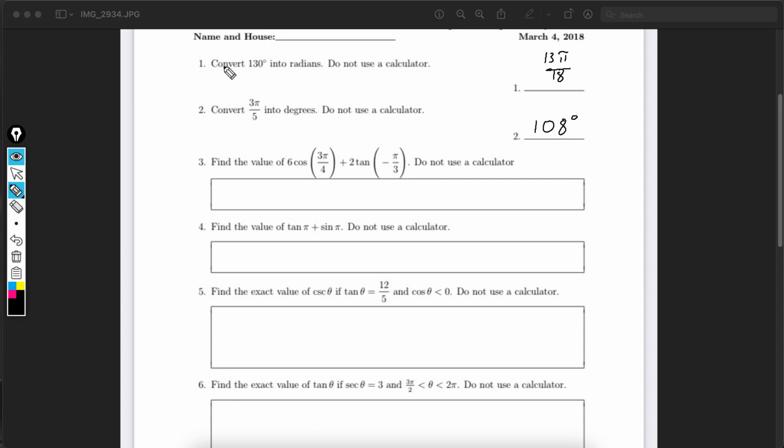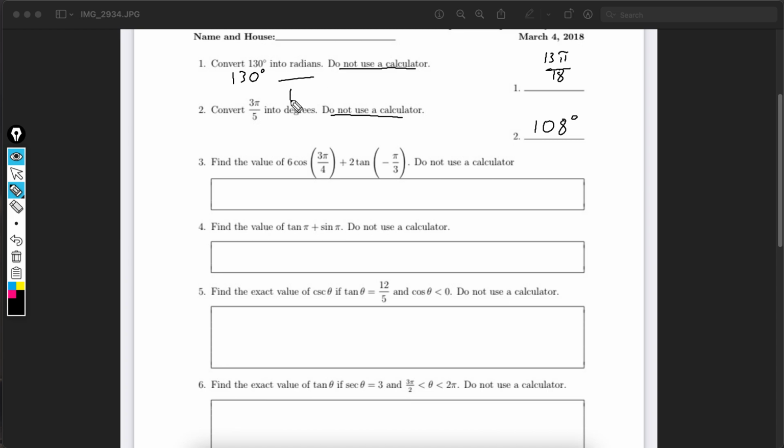Okay, so outside the fact that I'm really familiar with the unit circle, I was able to establish these, but I'm going to show you how to do this without using a calculator. So here we're going from 130 degrees into radians. Well, one thing you could always do is 130 degrees, boom.